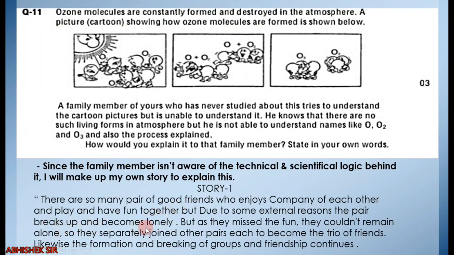So now O2 is split into O. So now they are lonely. But as they are missing the fun, they couldn't remain alone, so they separately joined other pairs, each to become a trio of friends. So those pairs which were remaining, O2 and O2, they will take the separate O and form O3. So that is why I wrote that those alone oxygen, they missed the fun, they couldn't remain alone, so they separately joined other pairs to become a trio, that means O3. So likewise, the formation and breaking of groups and friendship continues.